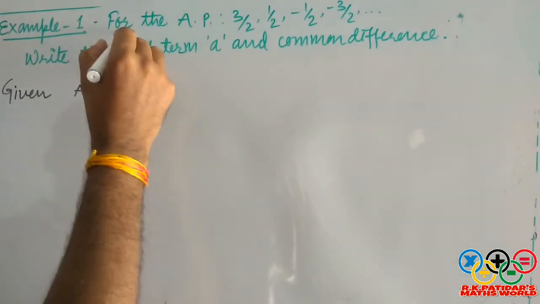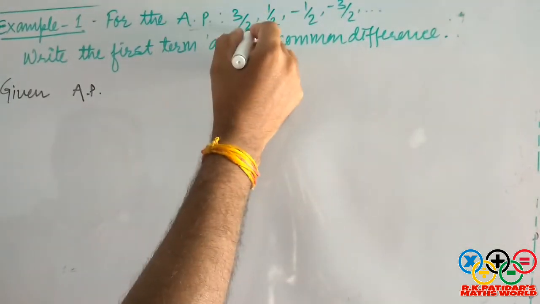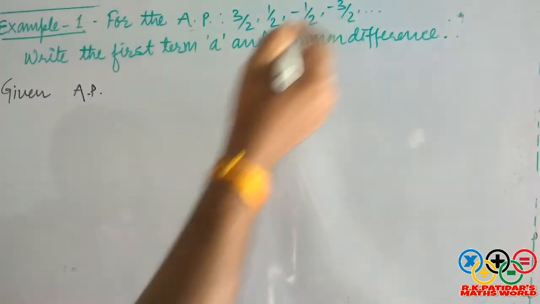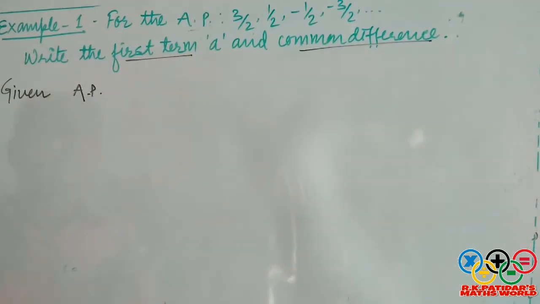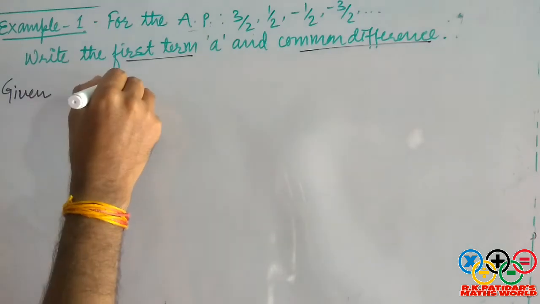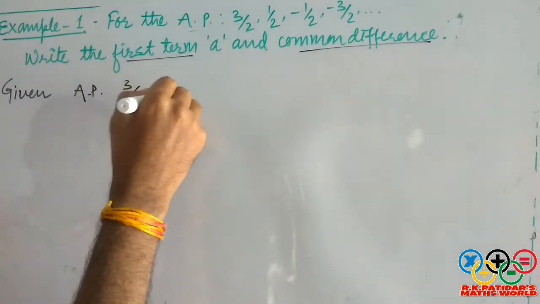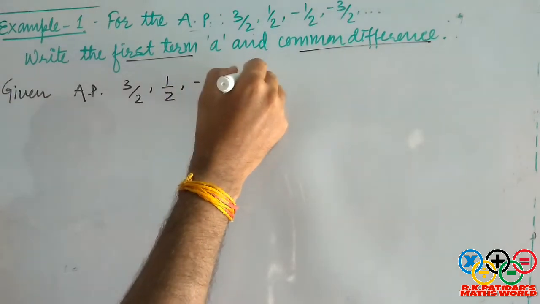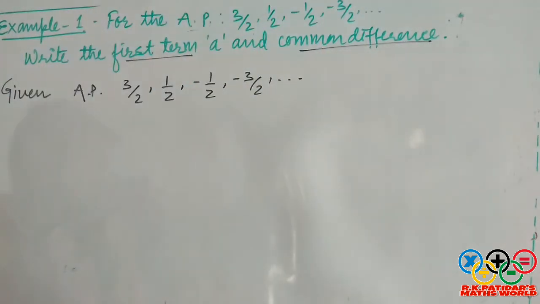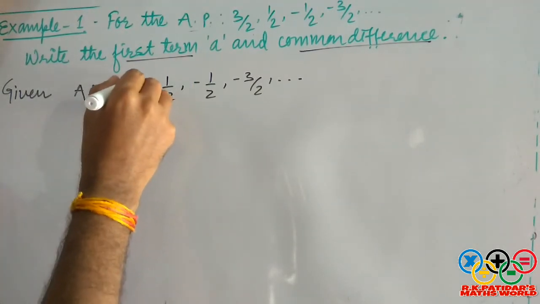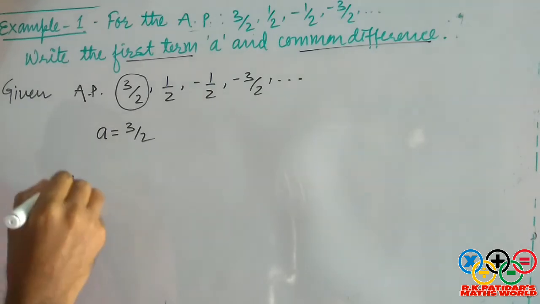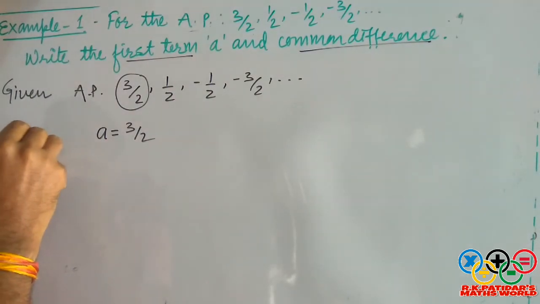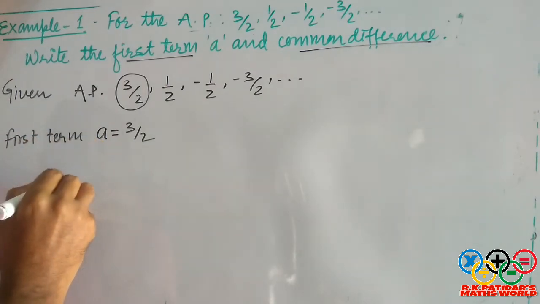Example 1 of our NCERT book. For the AP 3 by 2, 1 by 2, minus 1 by 2, minus 3 by 2, we have to write first term and common difference. So, what is the given AP? Given AP is 3 by 2, 1 by 2, minus 1 by 2, minus 3 by 2, and so on. Okay, last term is not given. It is an infinite AP. So first term is very simple. This is the first term. Now common difference. ये first term हो गया आपका. Common difference.